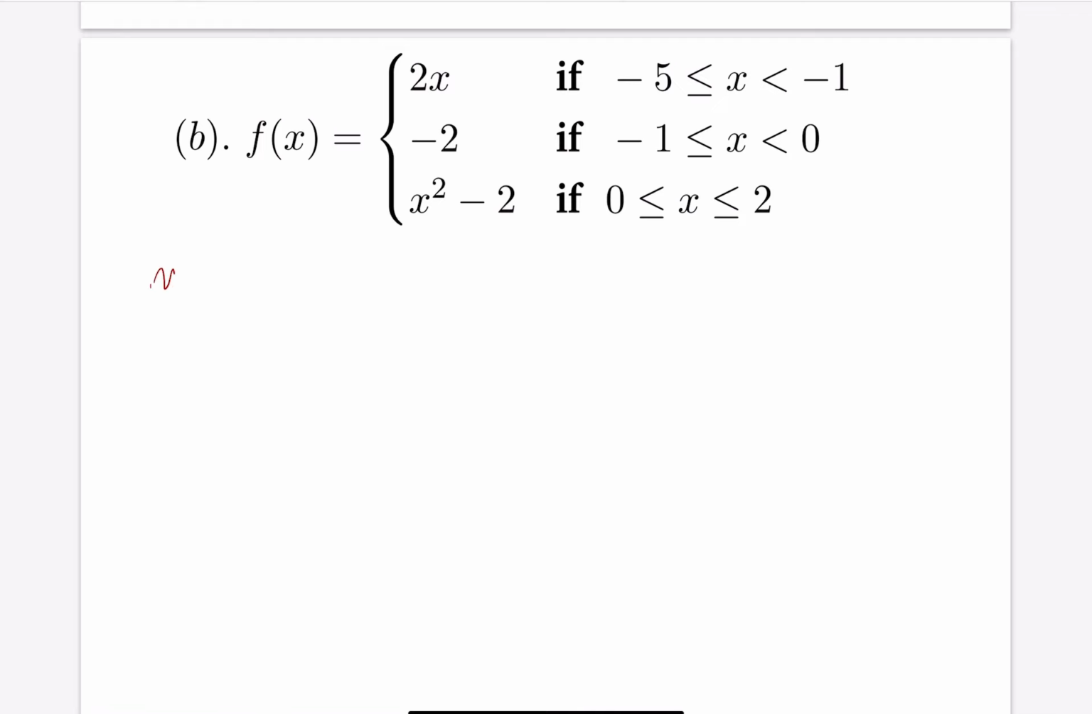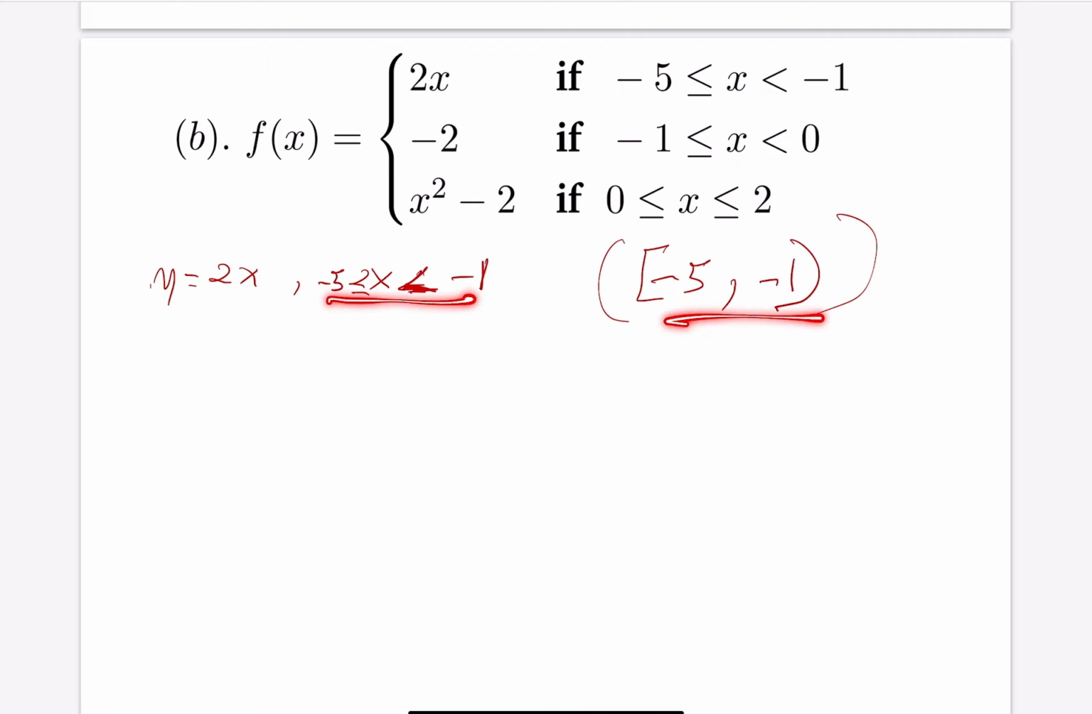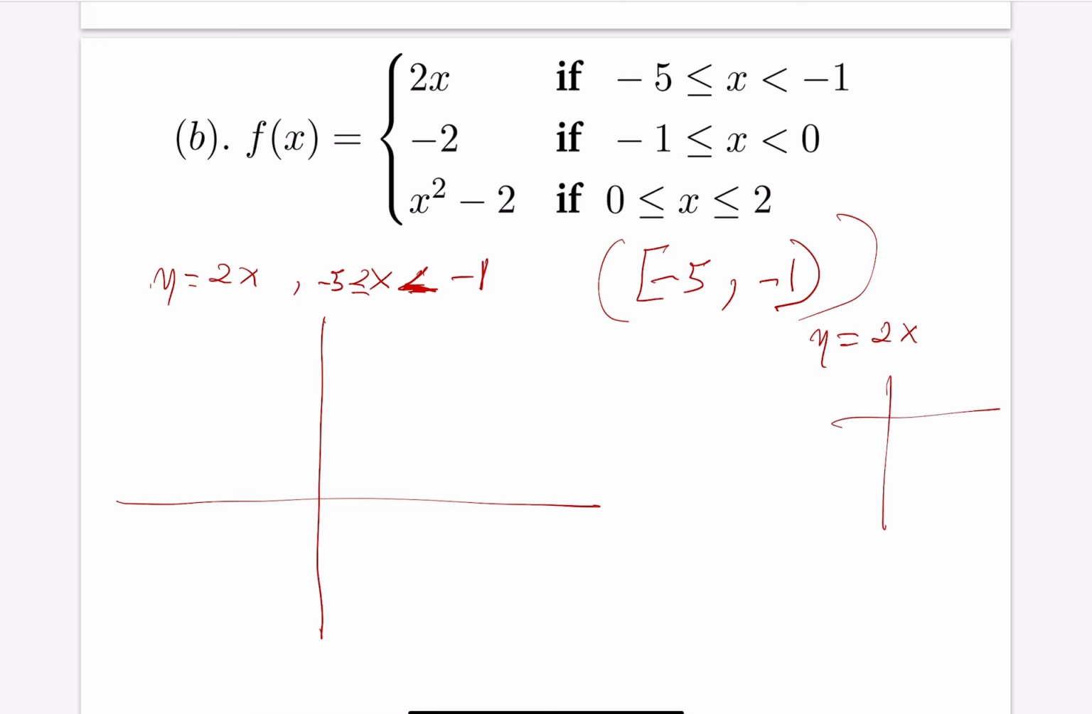Check the first function. The first function is y is equal to 2x, if x is between -5 and strictly -1. This one also, the interval, you can translate it as -5 included and -1 excluded. That's the meaning for that one. Now the way you graph this one is easy. Just pick 2 points, x and y.